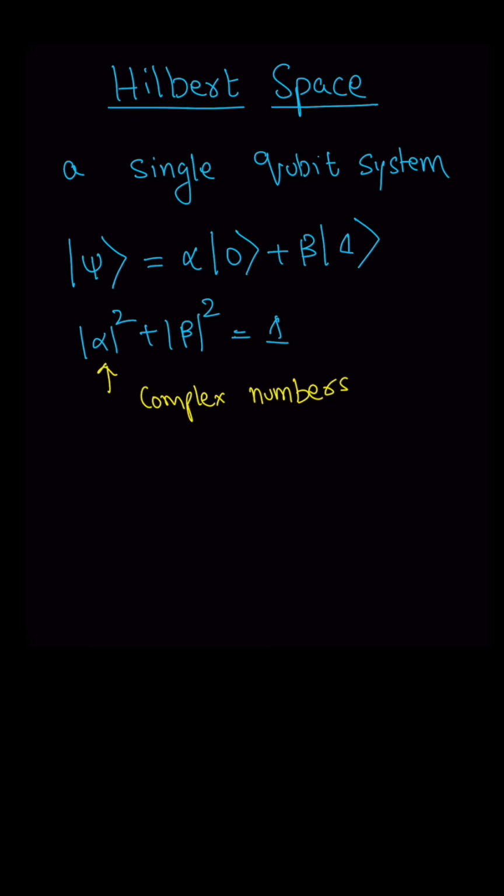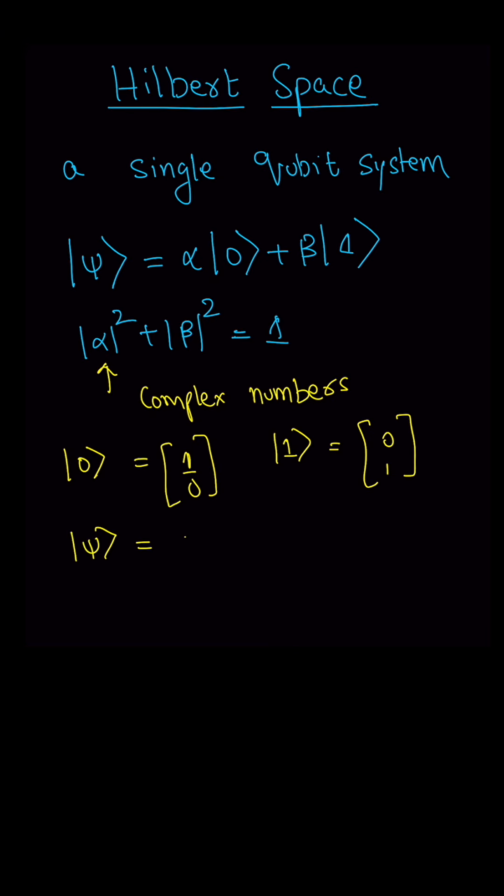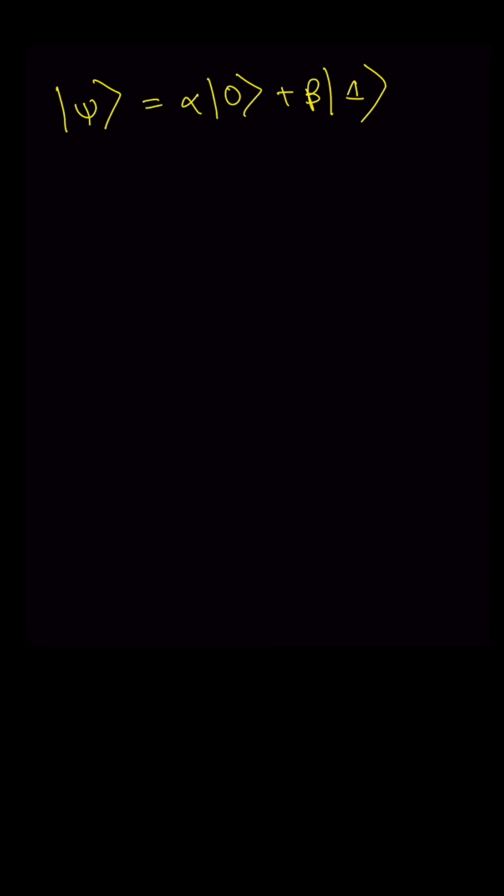In this single qubit system, we have 0 and 1 as the basis vectors. These are called the basis vectors, and we have our quantum state as the complex probability with the basis vector. So now, what is the Hilbert space here?